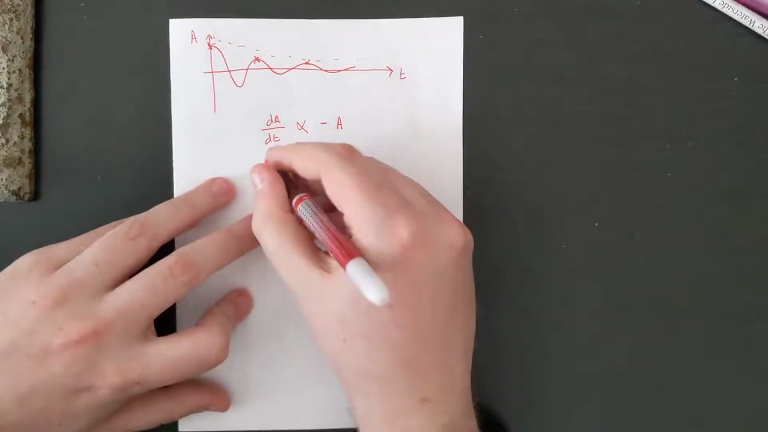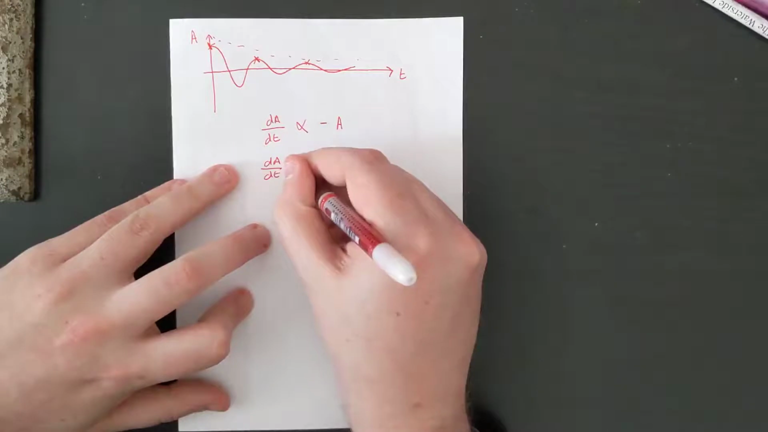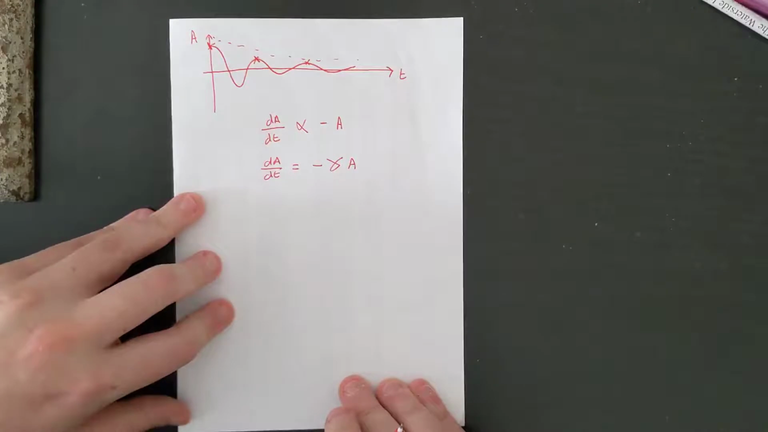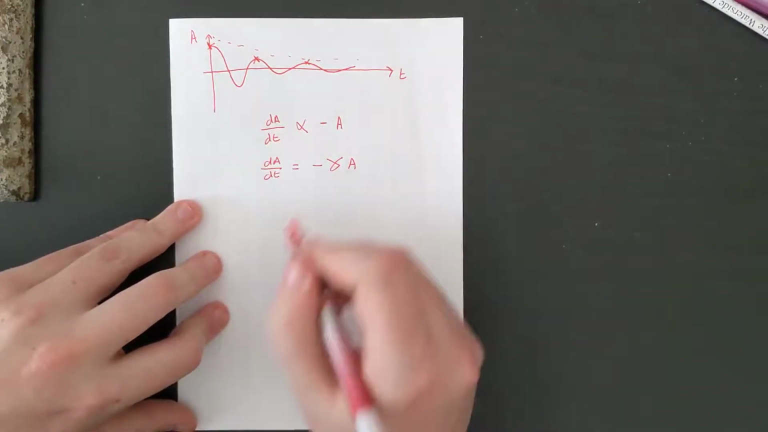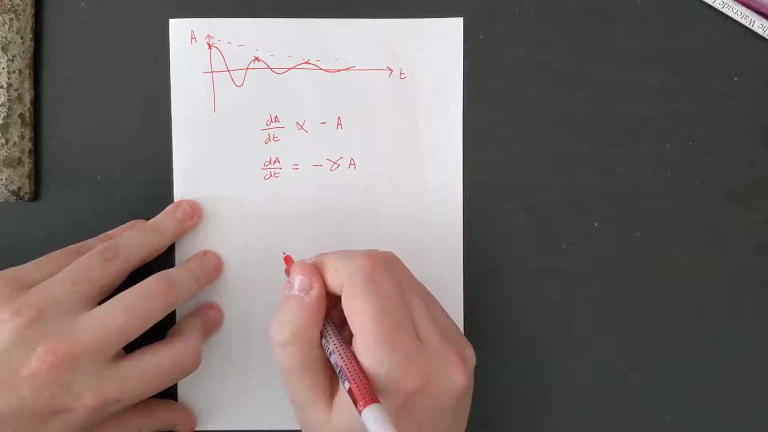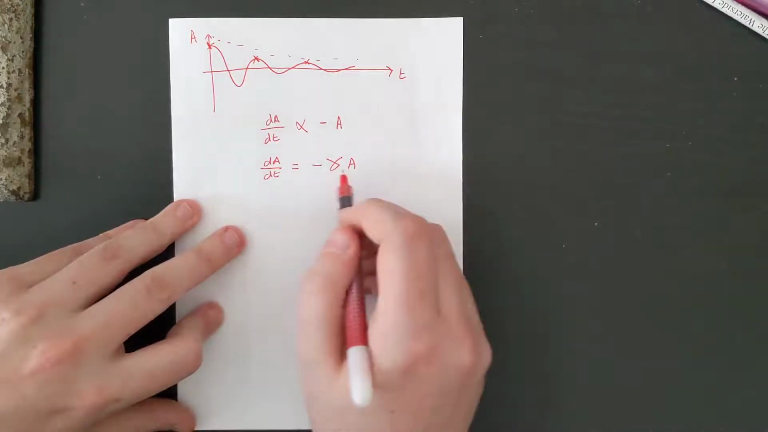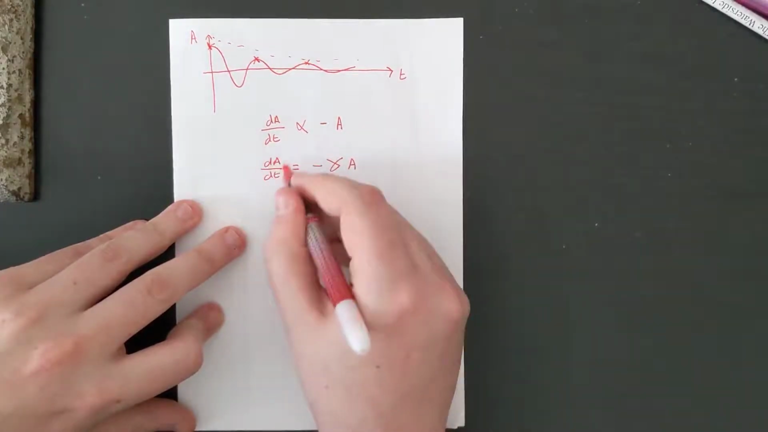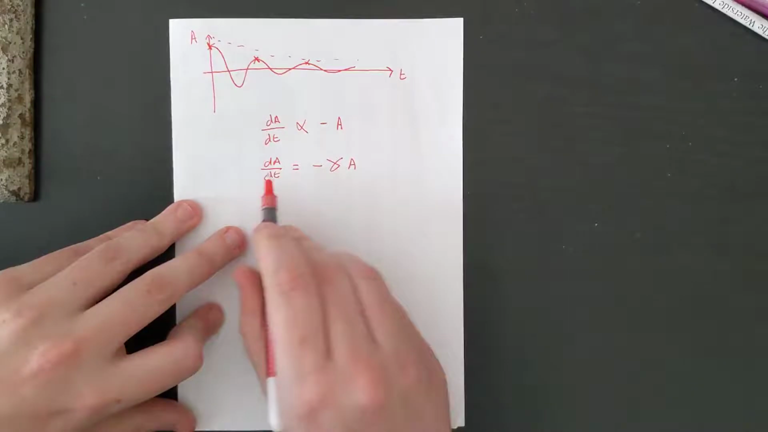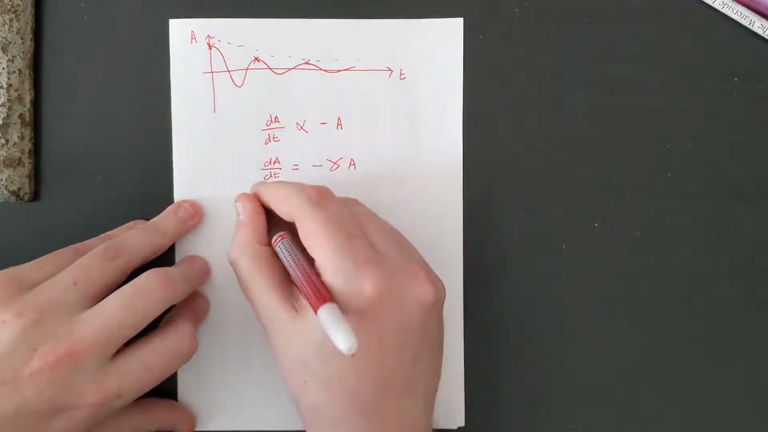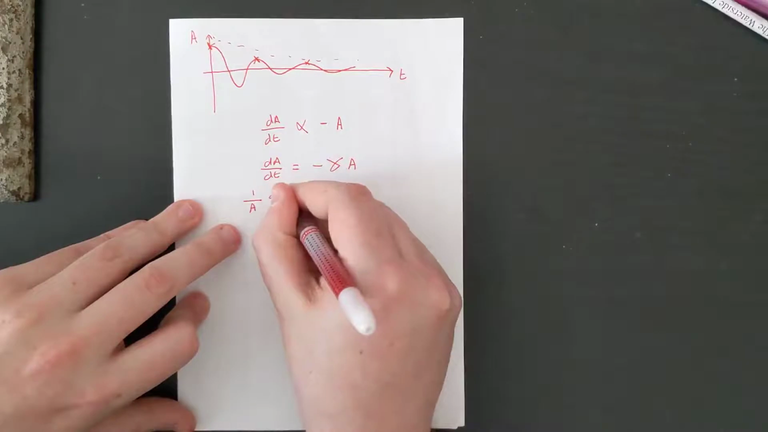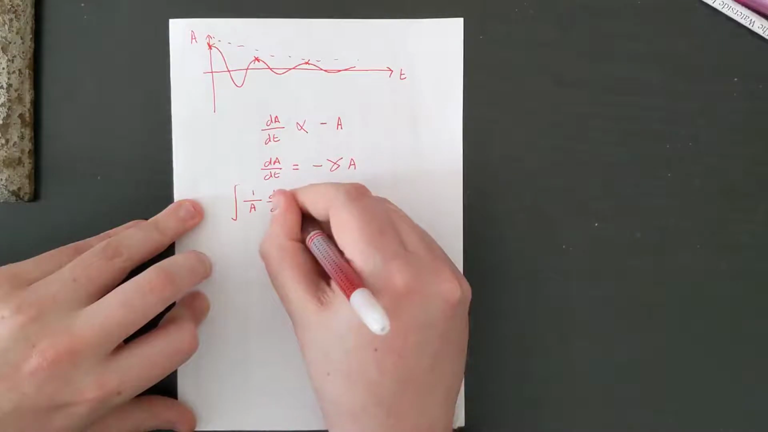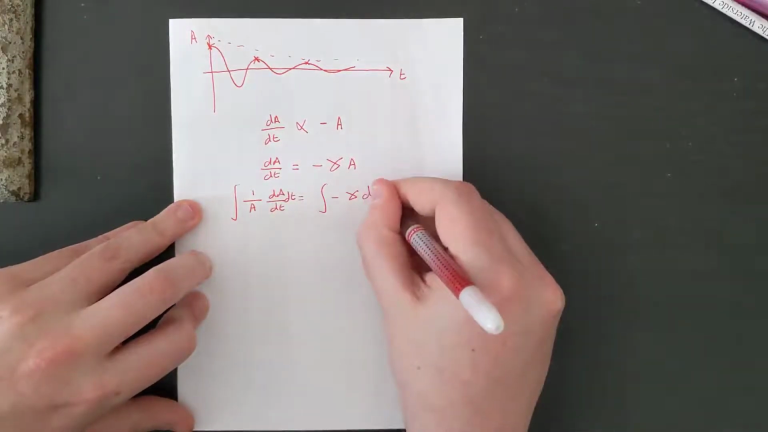And so working from here then I can say that dA/dt is equal to some constant, let's call it gamma, multiplied by A, with a negative sign. I'm going to integrate both sides here with respect to time. Now I can't actually do that at the moment because I have my amplitude over here, which is a function of dA. That is, they both depend on the same thing. So I'm going to divide both sides by A. So 1 over A dA/dt is equal to minus gamma. And I'm going to integrate both sides with respect to time.